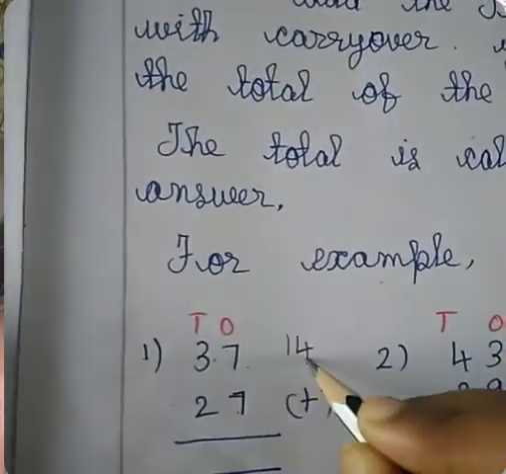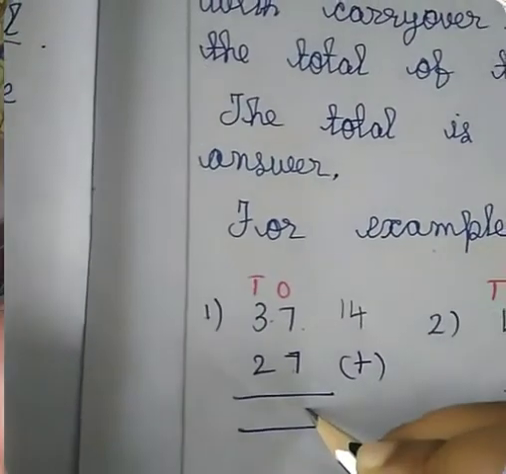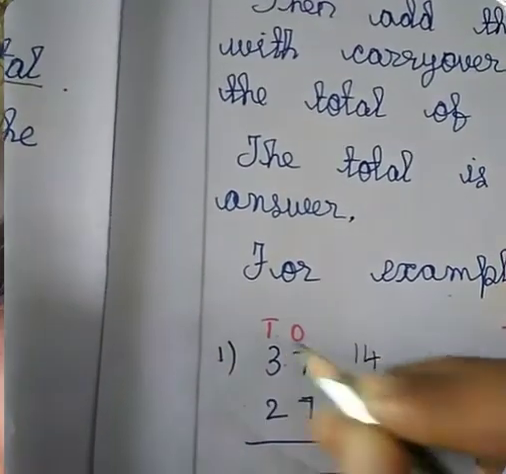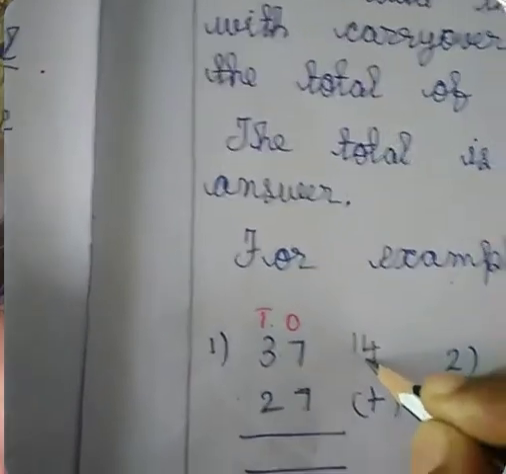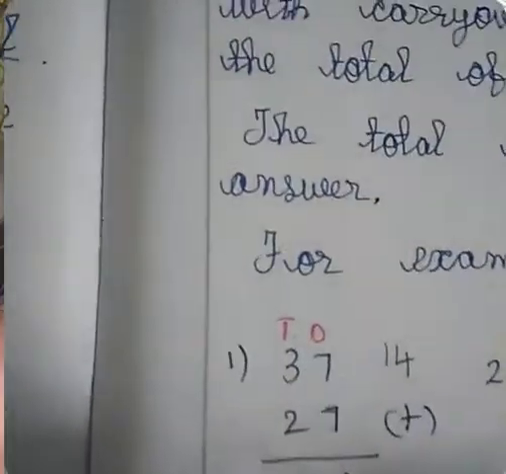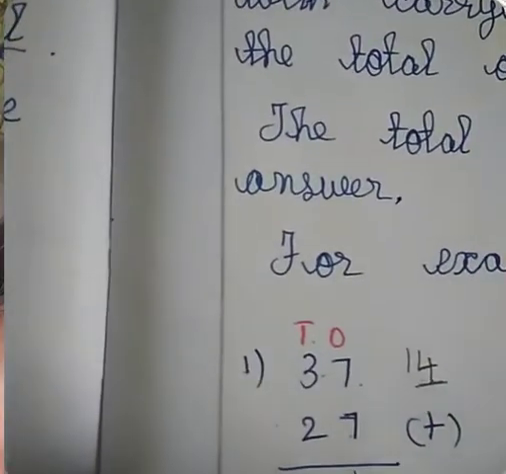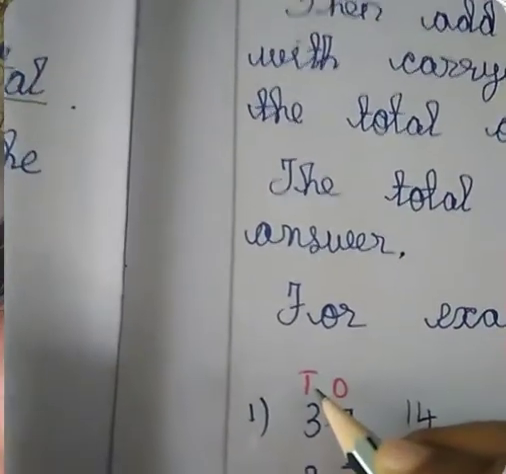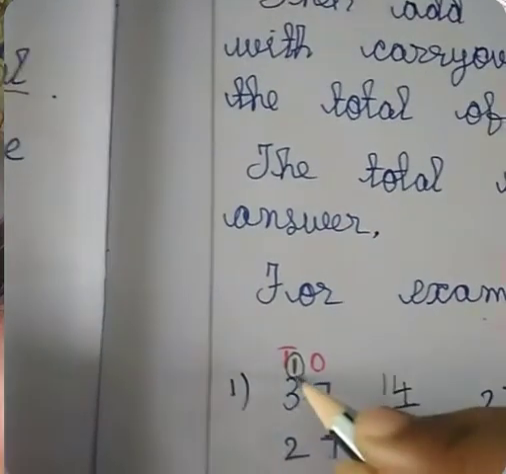The answer is 2 digit. So you keep the ones place answer downside, and keep 1 in the upside of the tens place. If the answer is 2 digit, you have to keep the ones place in the ones place answer. The answer is 14. You have to write the 4 in ones place and keep the 1 in tens place upside. This is called carry over. The 1 is called carry over.